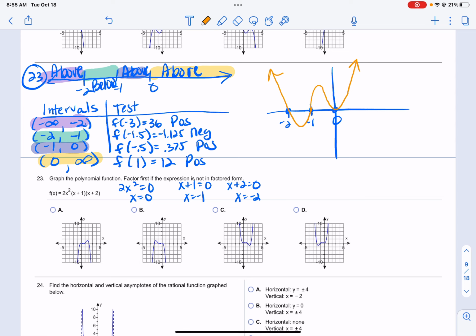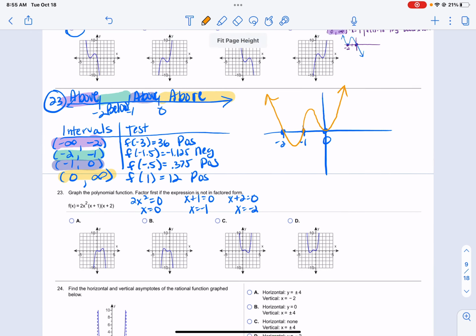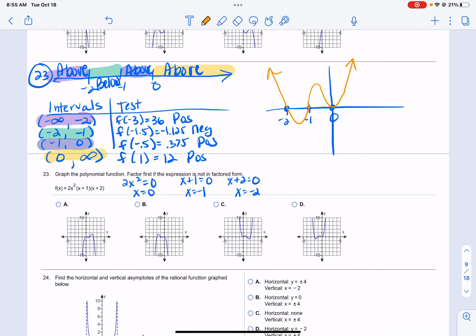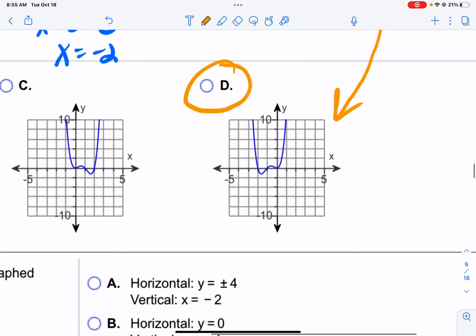If you were doing this on a graphing calculator, you would probably need to adjust the scale so that you can see more detail of the graph. And that one looks most like choice D. So notice it's going through -2, -1, and 0. It's above the line, below the line, above and above.